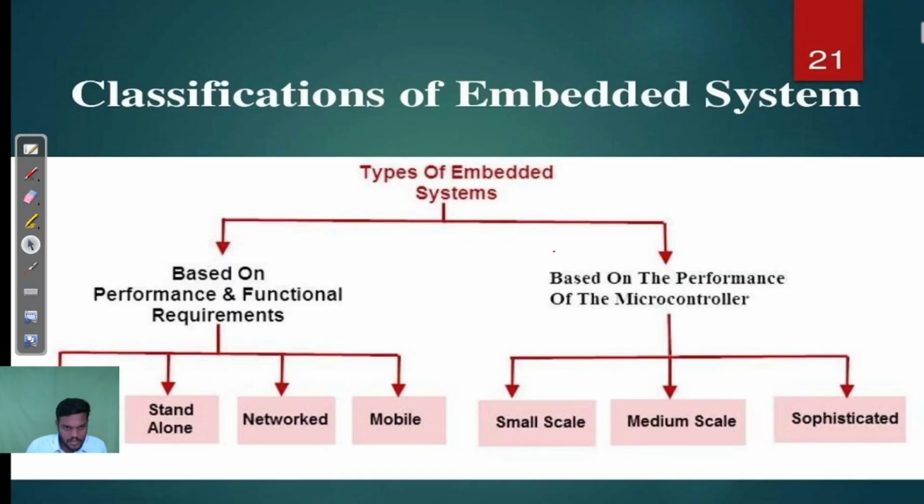Okay. Then the classification of embedded systems. Types of embedded systems are based on the performance and functional requirements, as I already told, and based on the performance of the microcontroller. In functional requirements: real-time, standalone, network, and mobile. In performance of the microcontroller: small scale, medium scale, and sophisticated.